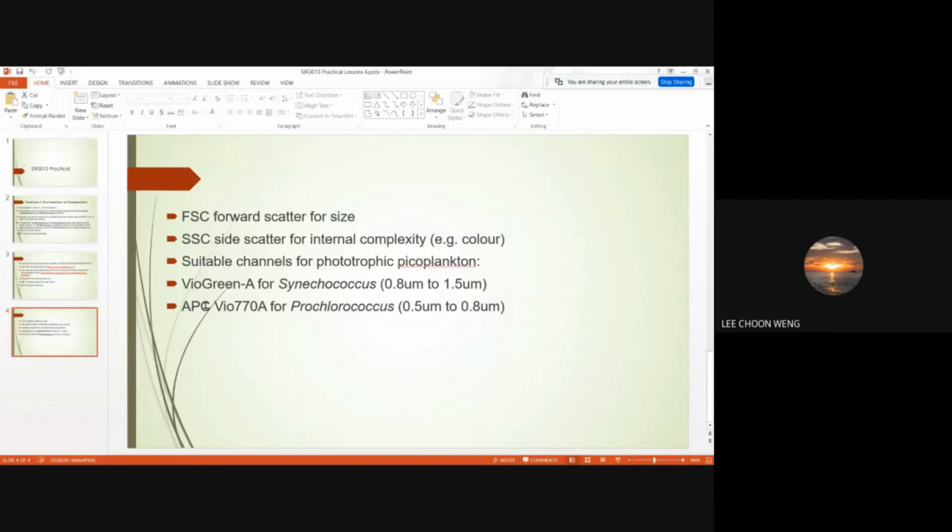You can do more separation, and the highest end will always also have a cell sorter, which means you can actually sort your cells. You can actually collect the different cell fractions that you want. Okay, so depending on the price of the flow cytometer, you have different capabilities.